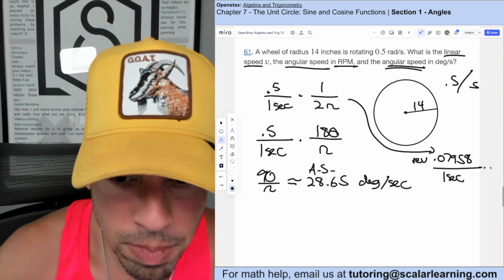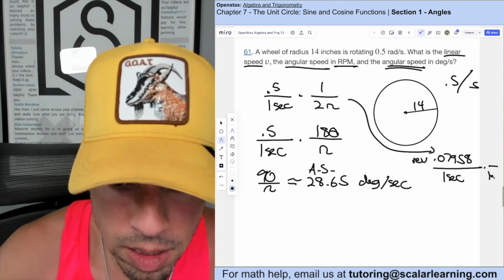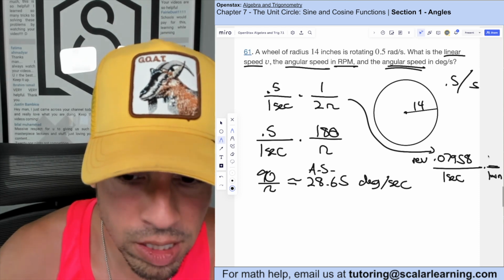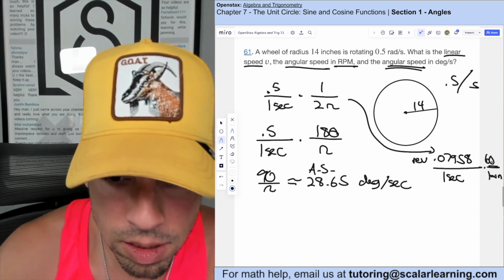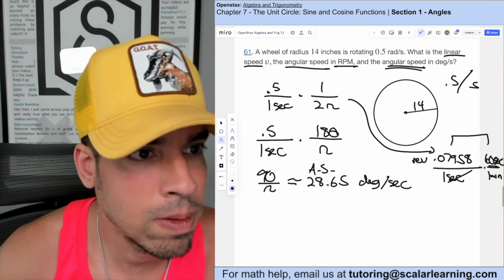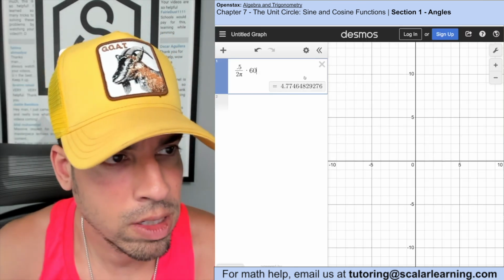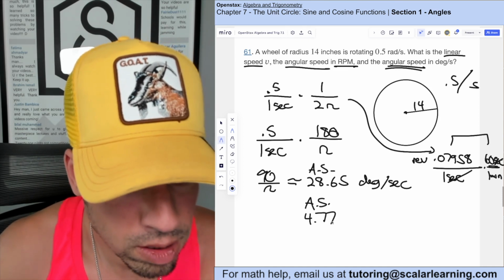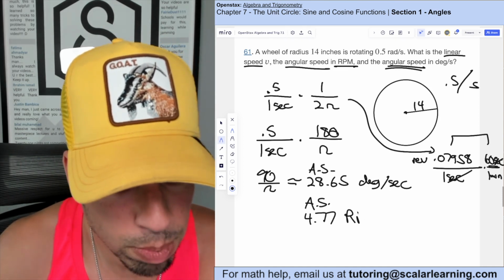And this is now revolutions, but we're still in seconds because they want this in minutes. So to get this into minutes, we need 1 minute to be the new time unit, and then we have to convert away from seconds. So how many seconds is equal to 1 minute? 60 seconds. So these will cancel out, and then I do this times 60. And this gives me roughly 4.77. So that is angular speed is 4.77 revolutions per minute.